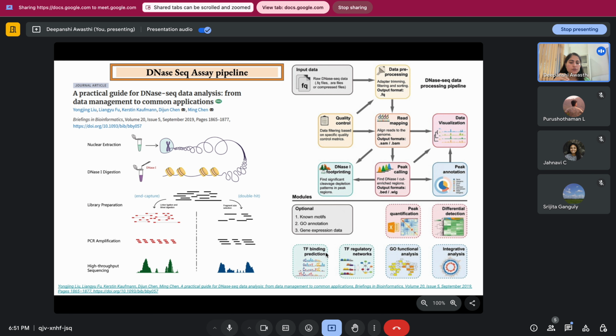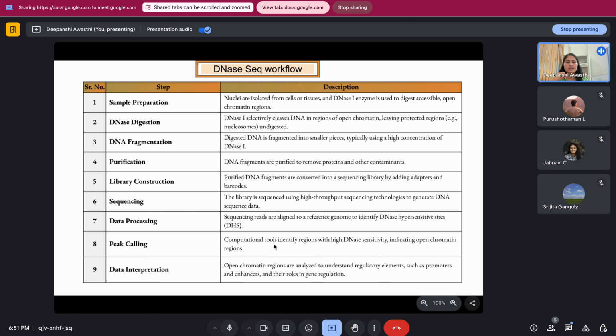In this they have looked into transcription factor binding predictions. Transcription factors will bind to those freely accessible DNA regions which have very few transcription factors bound to them. You can look for transcription factor regulatory networks. You can go for GO function analysis and integrative analysis, where you integrate all these methods together. So this is all about the DNase Seq assay pipeline, and I have provided you the workflow, a stepwise procedure. This will all be the same as I have discussed previously.